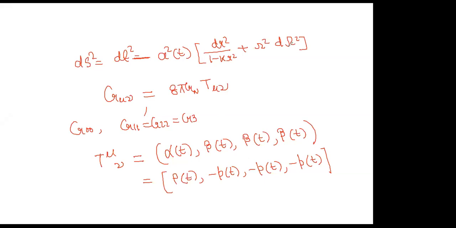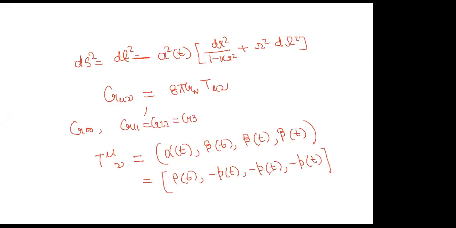You can take this metric, calculate G nu mu, and T nu mu is this, and you get basically two equations. As I said, there is one equation coming from G00, and the other from any of G11, G22, G33. And with some algebra, you can get two Einstein's equations.